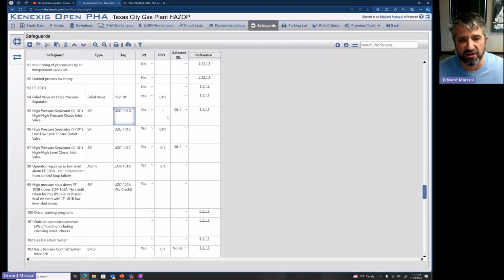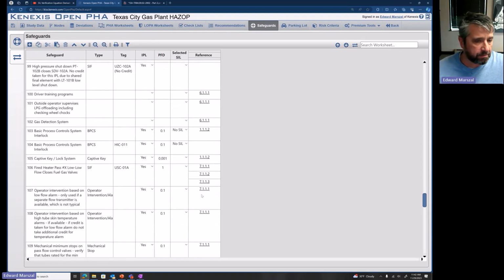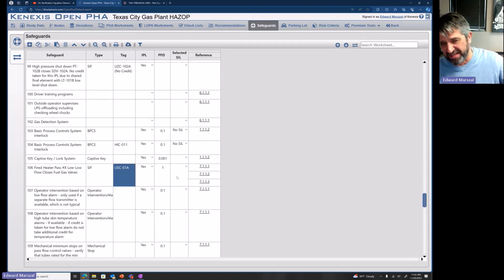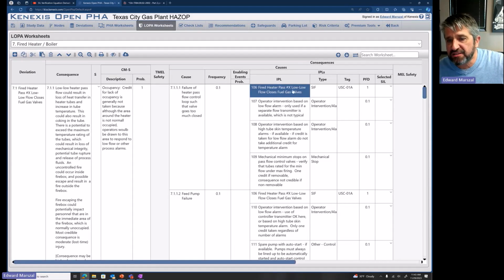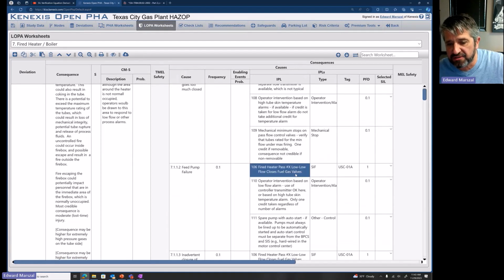This interlock needs to have a certain PFD. It needs to have a certain SIL target. And this interlock can show up in multiple scenarios. It's not as clear, but you'll see that this interlock shows up in three different scenarios. So if I show the LOPA worksheet, this interlock shows up in this LOPA scenario, and it shows up in this scenario.